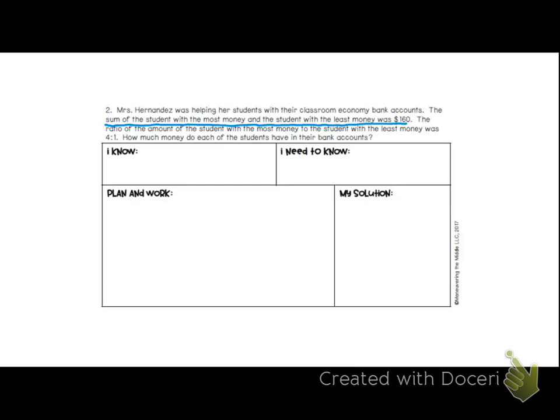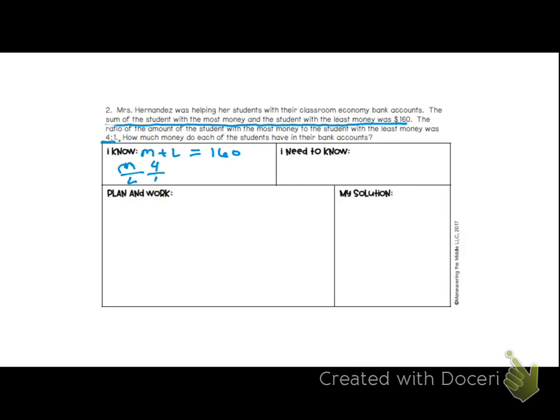The ratio of the amount of the student with the most money to the least money was 4 to 1. Really, really important information. I'll just go ahead and underline it. How much money do each of the students have in their bank accounts? Well, they told us the total together, but they didn't tell us individually. So here's what we know, and I'm going to have to shorthand this. Student with the most plus the least totals 160. And then we know we have a ratio of most to least of 4 to 1.